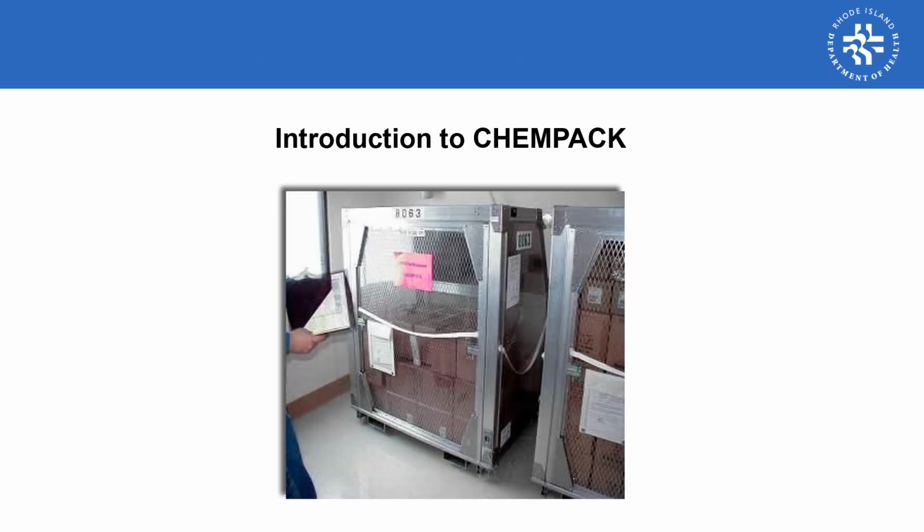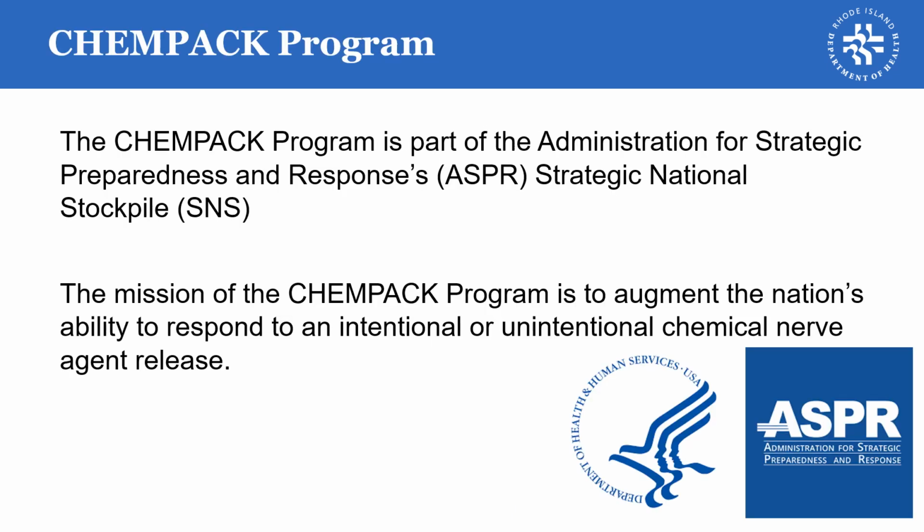Now that you better understand what nerve agents and organophosphates are, we will discuss the CHEMPACK program and how it's implemented in Rhode Island. The CHEMPACK program is a component of the Administration for Strategic Preparedness and Response's Strategic National Stockpile, also known as the SNS. The CHEMPACK program aims to augment the ability of responders to quickly render aid to those exposed to either an intentional or unintentional release of a nerve agent or organophosphate.